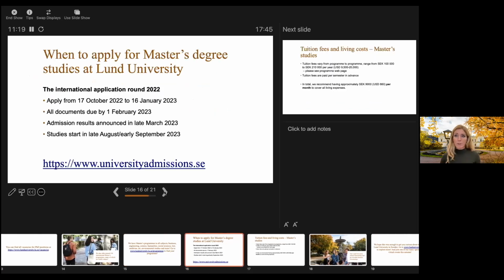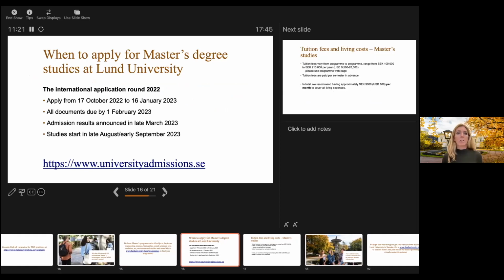And that brings me to this information, which is about when to apply for a master's at Lund University. And as I said, it's just about to start, open for the next application round. And that is for programs that are starting in August 2023. The application round is open from mid-October to mid-January. So that is the window when you can apply. We need all your documents by the 1st of February.